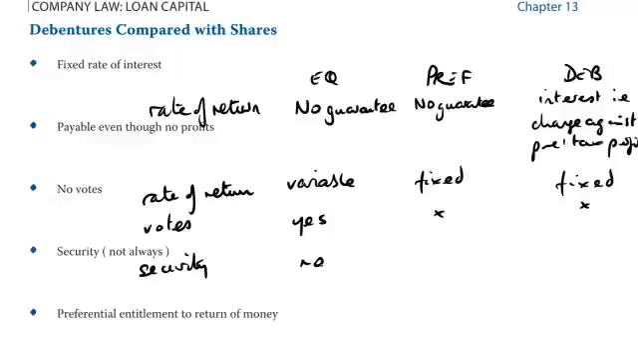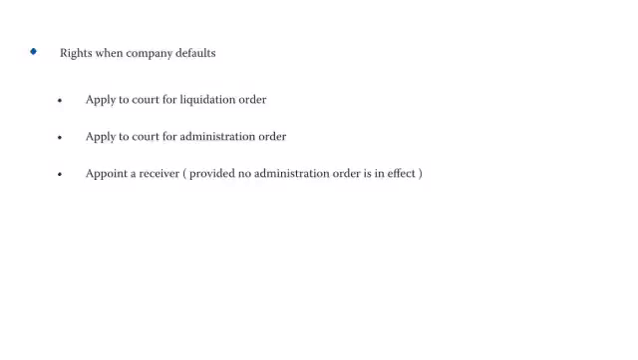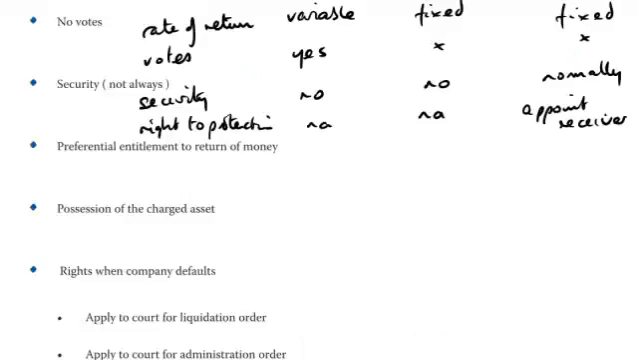Security. It's most unlikely that the equity shareholders will have a secured interest, and certainly the preference shareholders have no secured interest. But the debenture holders normally would have. They don't have to, the debenture may be unsecured, but normally they would have security. The right to protection as a result of that security is not applicable for the equity shareholders, not applicable for the preference shareholders, but normally the debenture holders will have the right to appoint a receiver to recover their money for them. So there's a nice bit of strength and a bit of security for the debenture holders.